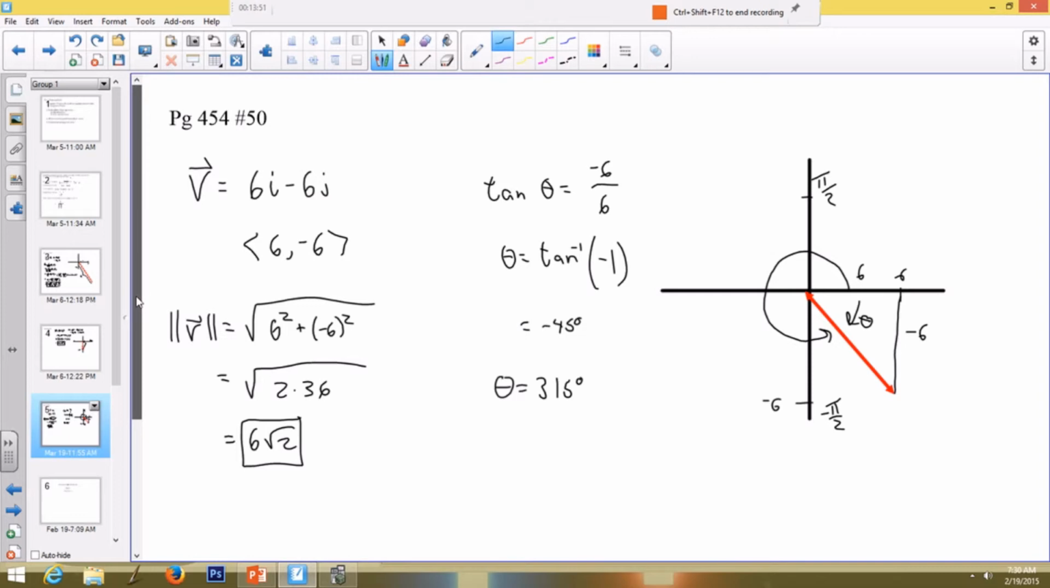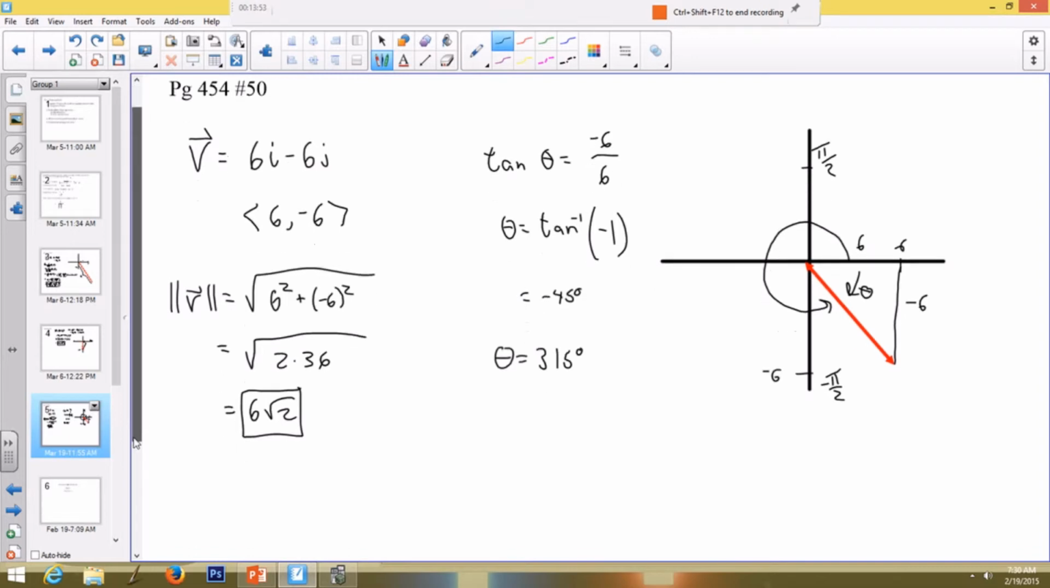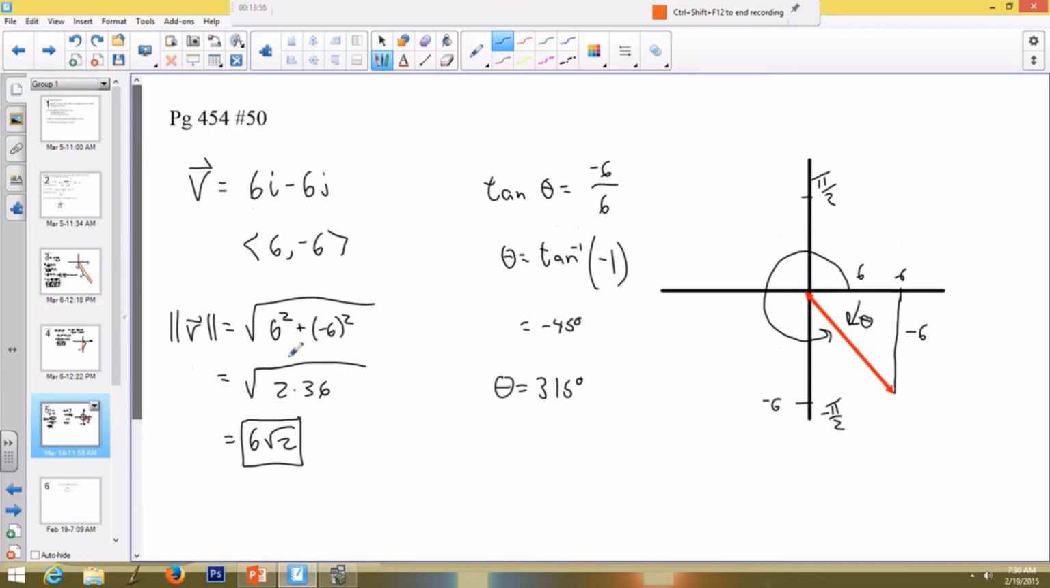But that's pretty straightforward, and you can figure that out, I'm sure. All right. So the direction and the magnitude, number 50.